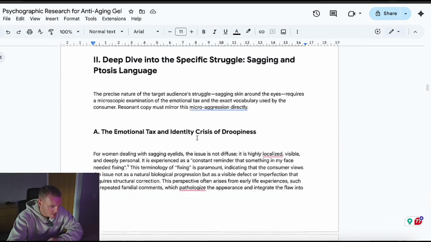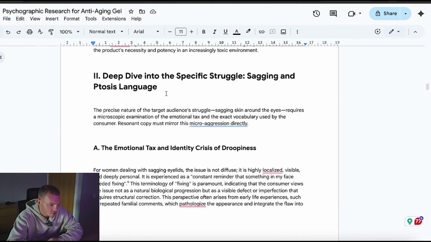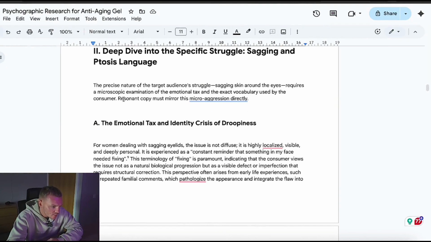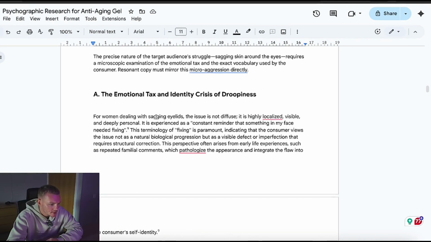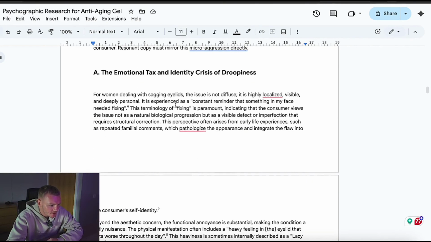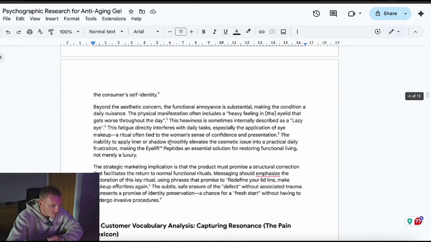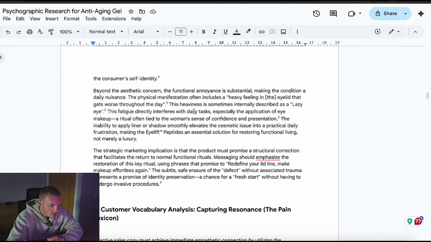So let's pull out some of the deep dive into the specific struggle, sagging and ptosis language. Ptosis? Emotional tax and identity crisis. The issue is not diffuse, it's highly localised, visible and deeply personal. It is experienced as a constant reminder that something in my face needs fixing. The terminology of fixing is paramount. So that's super important because then what we can say is fix this problem, fix those sagging eyes. Heaviness, sometimes internally described as lazy eyes.